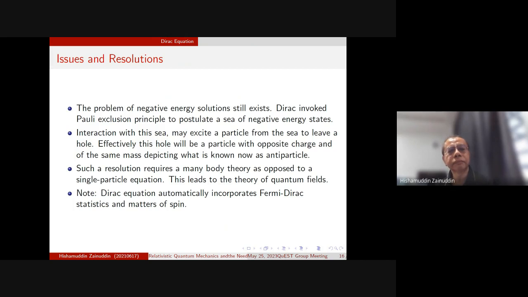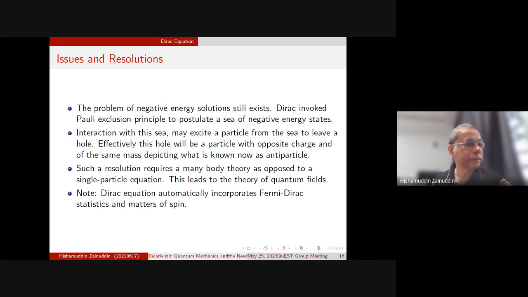Dirac actually invoked the Pauli exclusion principle to consider that essentially you have a sea of negative energy states which is being filled up. And being filled up, you don't actually observe them. But interactions with this particular sea, for example, a photon might interact with the state of a particle in that Dirac negative energy sea, and it will excite that negative energy state to a positive energy state, and it leaves a hole.